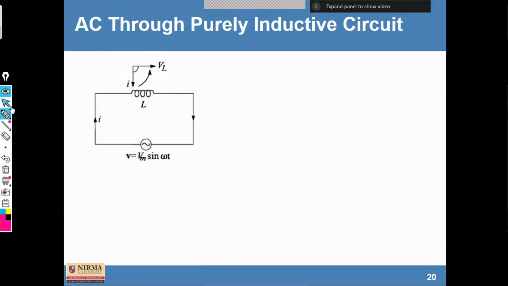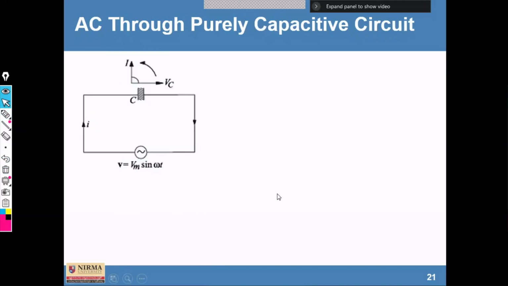Now the third circuit is the behavior of an AC circuit when only a capacitor is connected. So we can say AC through a purely capacitive circuit. The voltage drop across this we can write as VC. The source voltage, which is alternating in nature, is applied, and a current flows through this capacitor. We are trying to derive an equation of current here from the voltage equation.